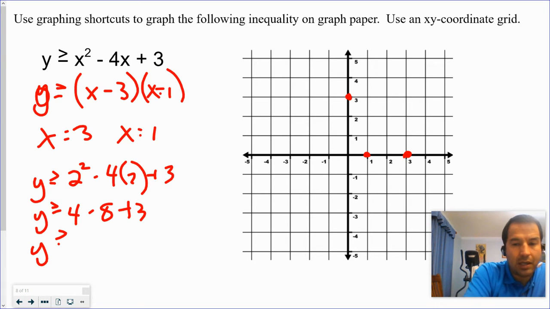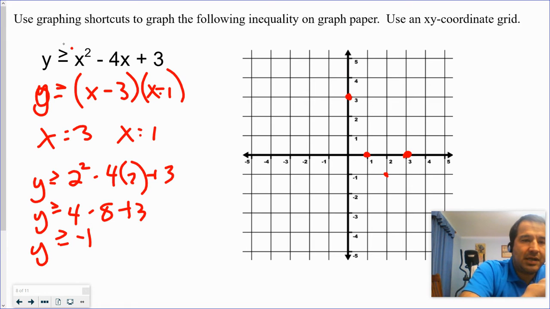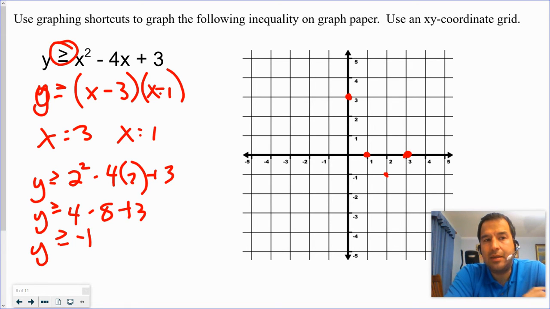So the vertex in this situation is negative 1, which makes sense. So there we go. I can now graph my parabola. Now, before I graph it, I do need to check, and Izzy caught me yesterday, I got to check this right here. Always have to check. Should it be dashed or should it be a solid line? It should be solid because it includes an equal sign.